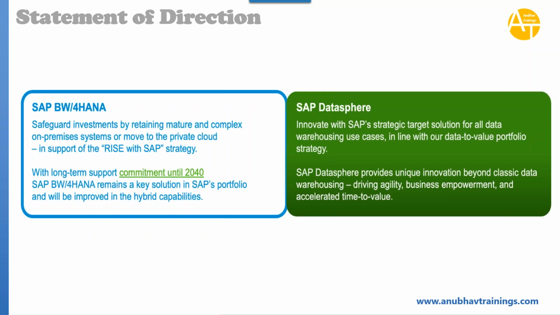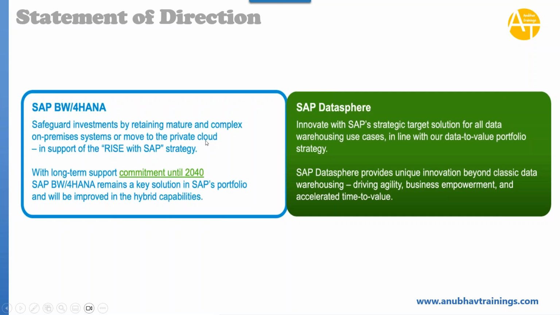Will it mean that it will discontinue my BW for HANA? Will it mean I can utilize both systems parallelly together for different kinds of use cases? So that is where we have the concept of statement of direction. So SAP BW for HANA: safeguard your investment by retaining mature and complex on-premise systems or move to private cloud in support with RISE with SAP. So SAP is saying if you have a BW for HANA system, you can either keep that on-premise system and keep maintaining it or utilize it, or you can move this to a private cloud.